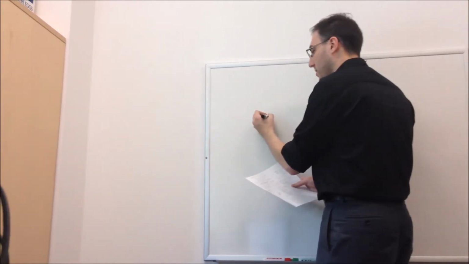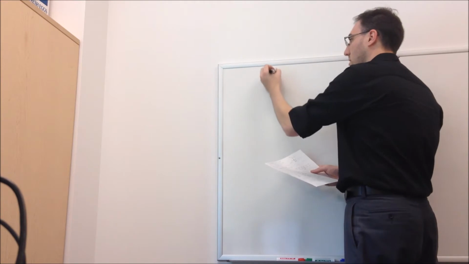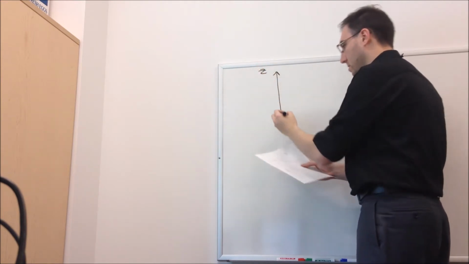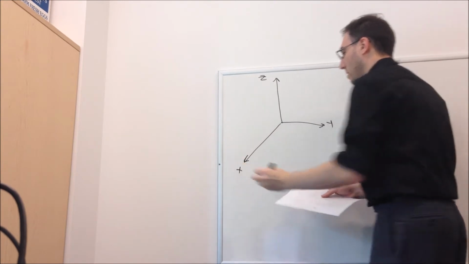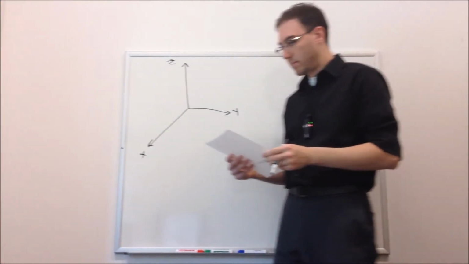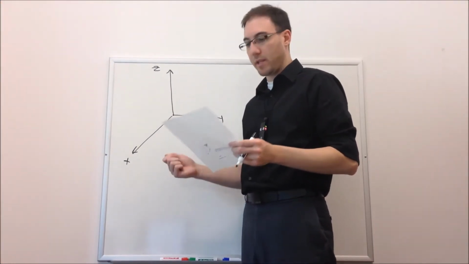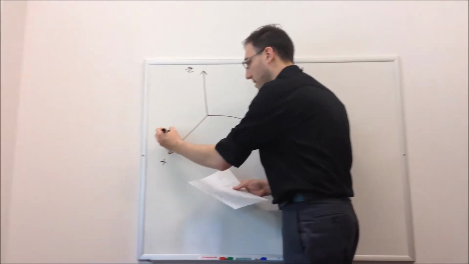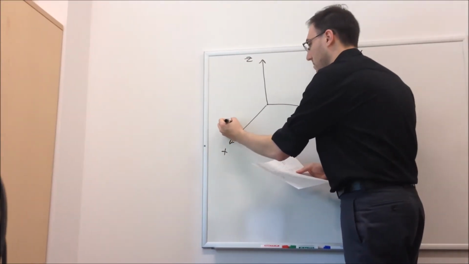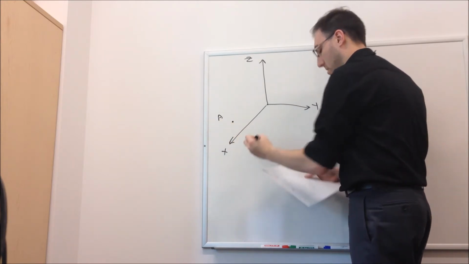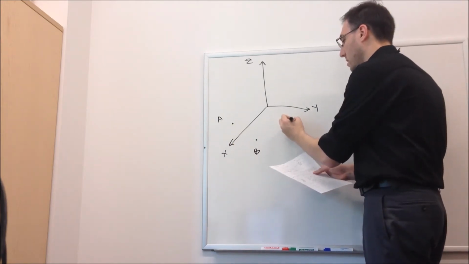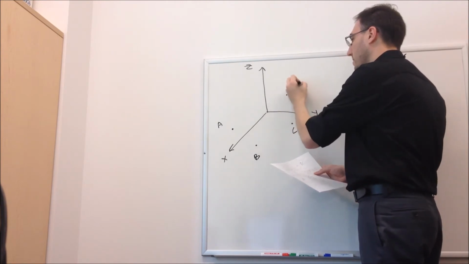So we'll start with the given coordinate system, which has Z up, Y and X, and then we'll just put on the different points that they gave us. So we'll have point A, point B, point C, and point D.